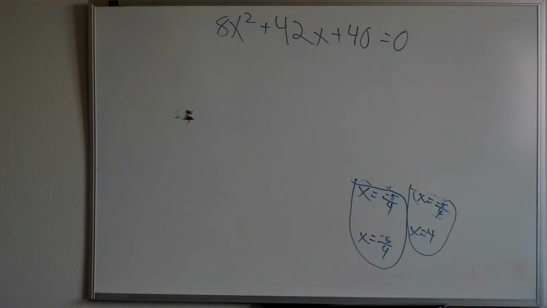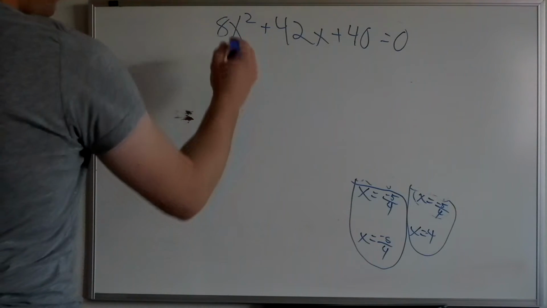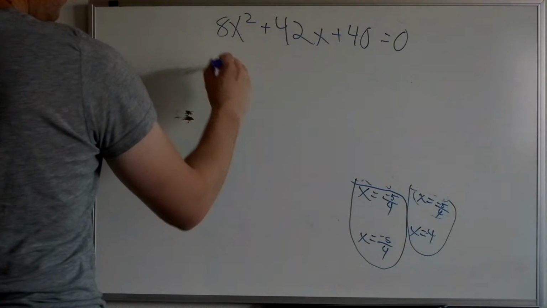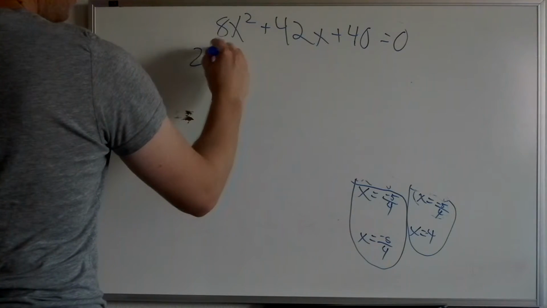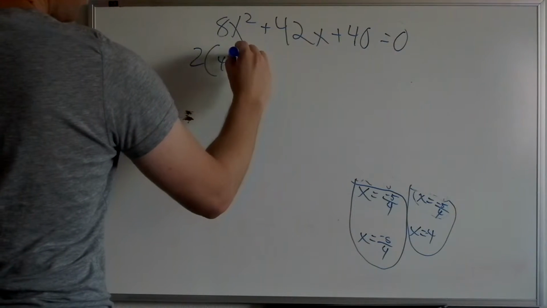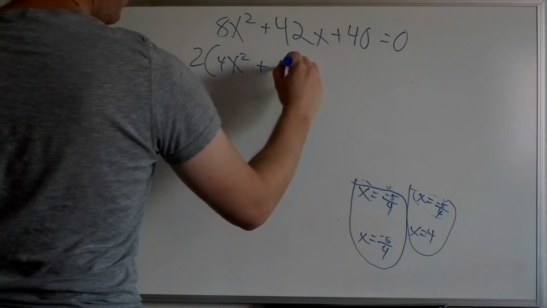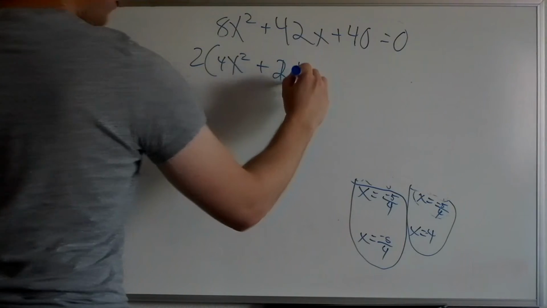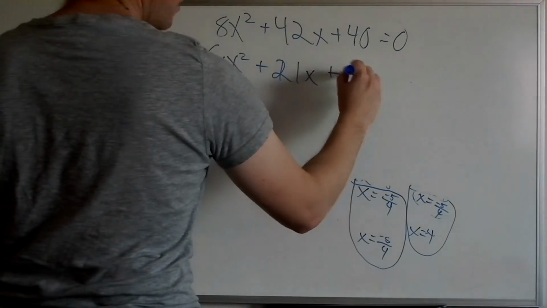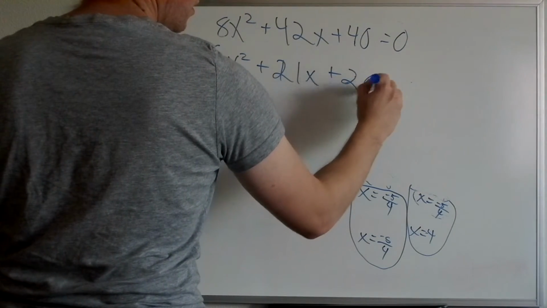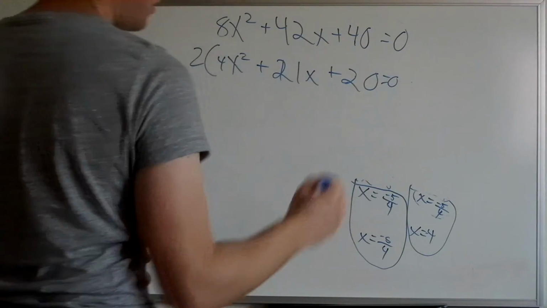Okay, so the last way we can solve this is to first factor out a 2. So that would be 2 times (4x squared plus 21x plus 20) is equal to 0.